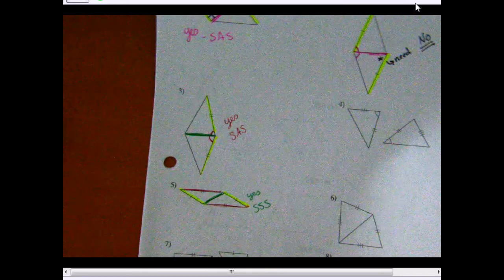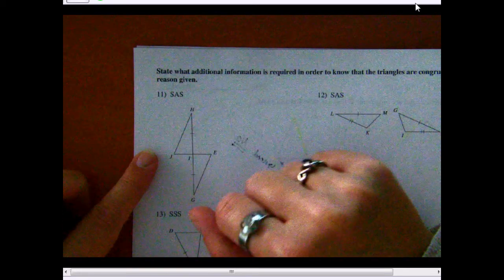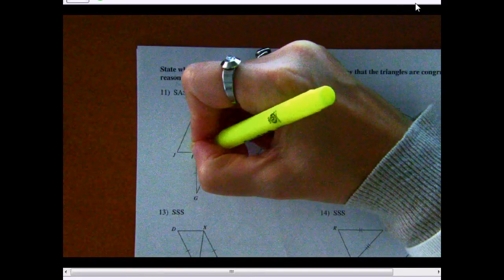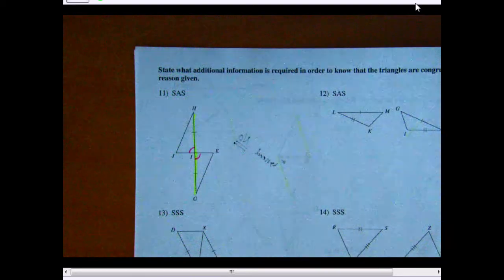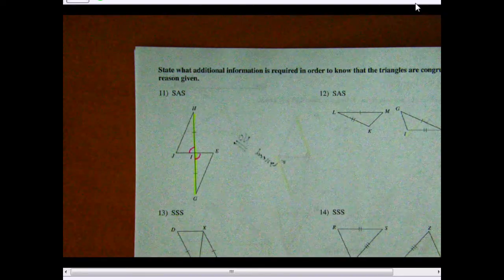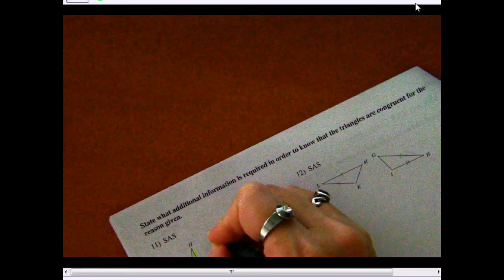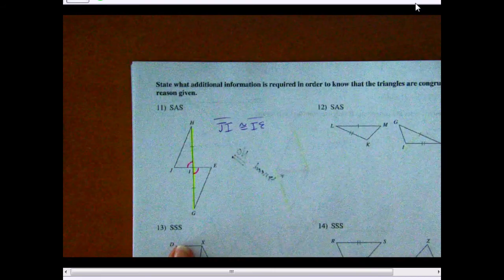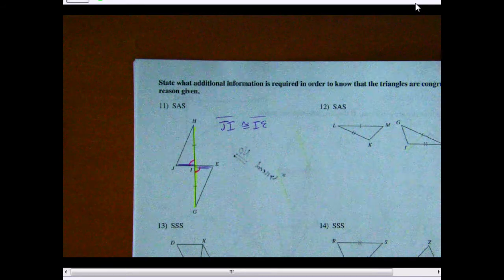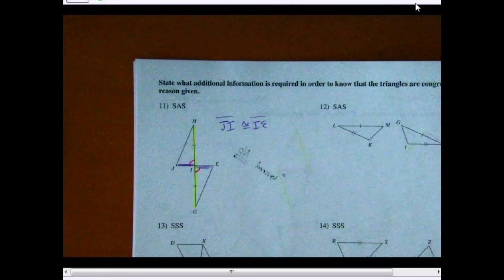What you're looking for? Okay, if you flip to the next page, it's asking us what additional information we would need to know if it was congruent. So we want side, angle, side. I have one side. And I have vertical angles. So because they're vertical, I know those are the same. So I need one more side. So I would need JI to be congruent to IE. That's the information I would need. I would need these sides to be the same. So do you want us to write JI or IE, or can we just mark it? You could mark it. Two slashes? Yeah, you can mark it. That would be okay.